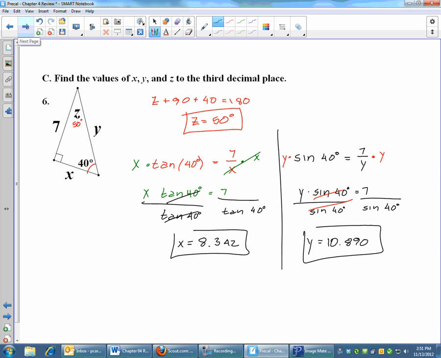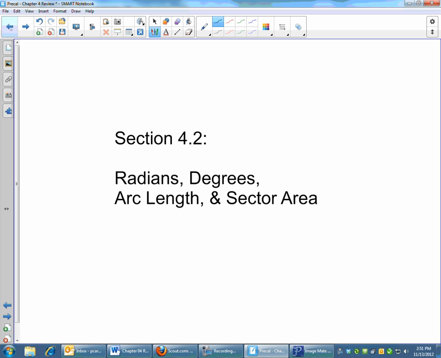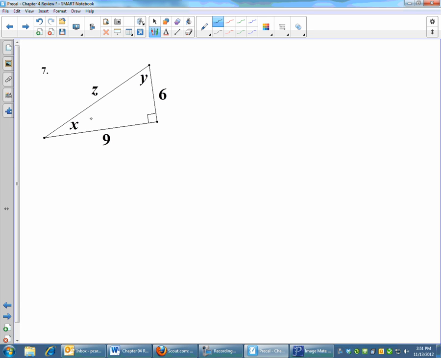I think there's one more. I think number 7 is the last one for this section. Yeah. Okay, so number 7, I need to find x, y, and z. Z to me is going to be the easier one because I have the 2 legs. So I'm going to do Pythagorean Theorem. 6 squared plus 9 squared is equal to z squared.